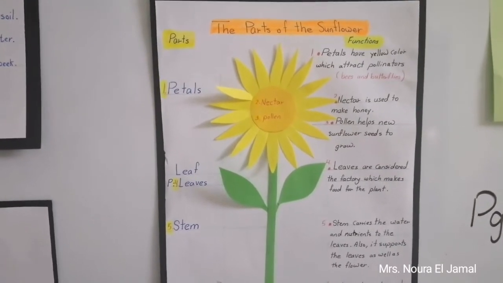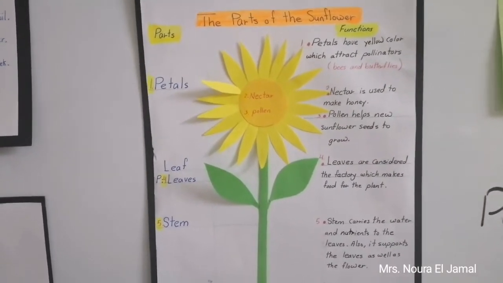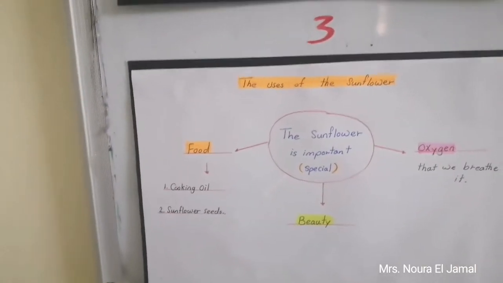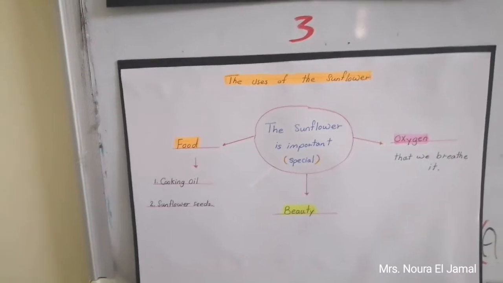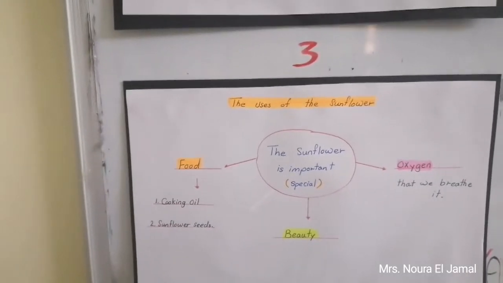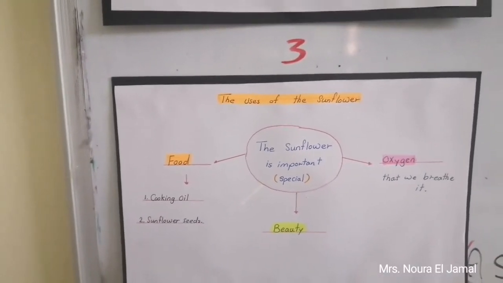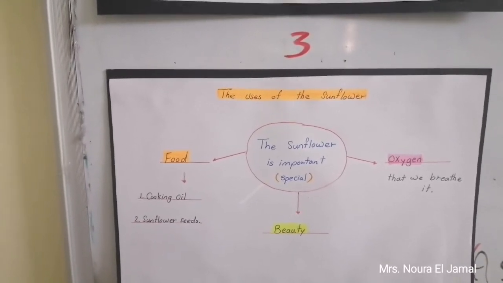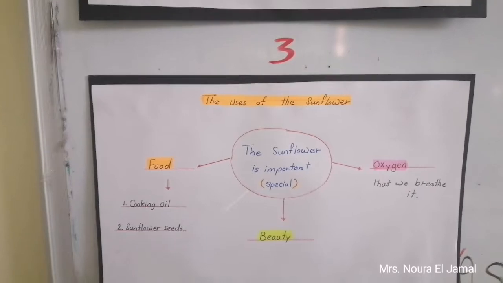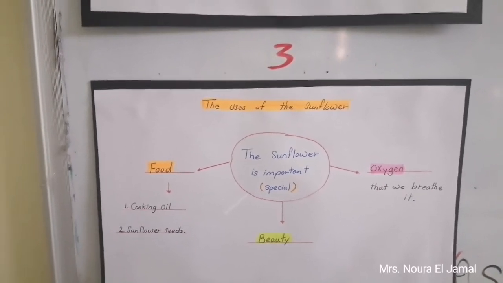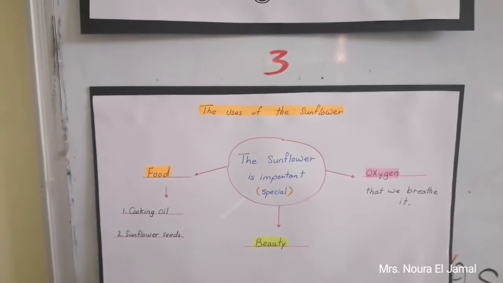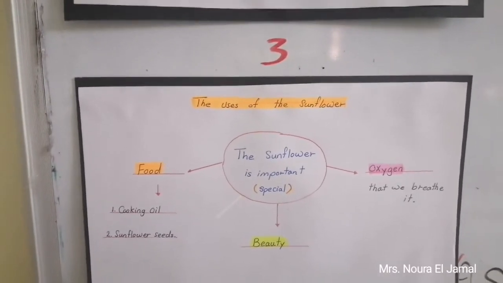Now let's go to the third drawing. The third drawing here talks about the uses of the sunflower. The sunflower is so important. And we said that important means special. So why is the sunflower special or important?